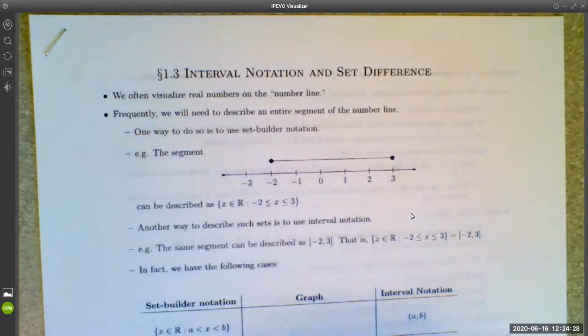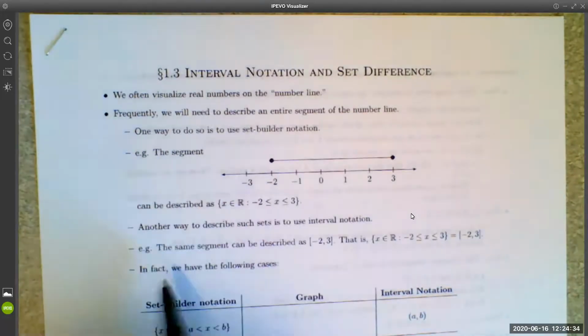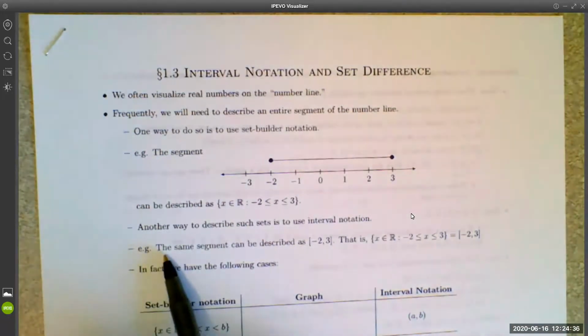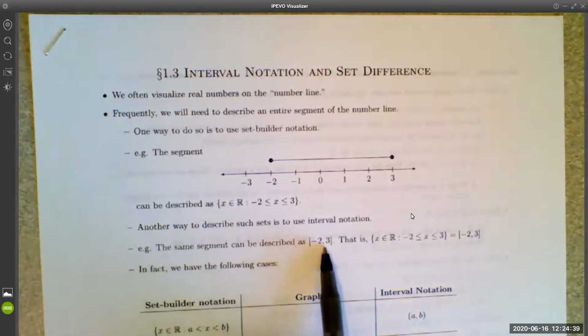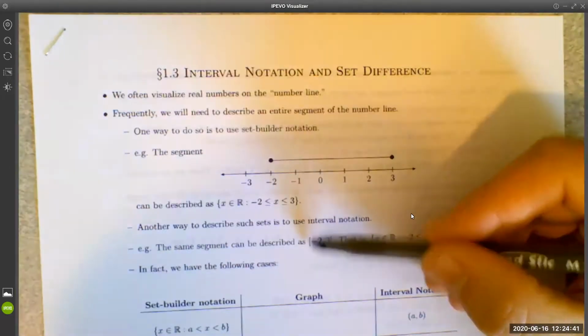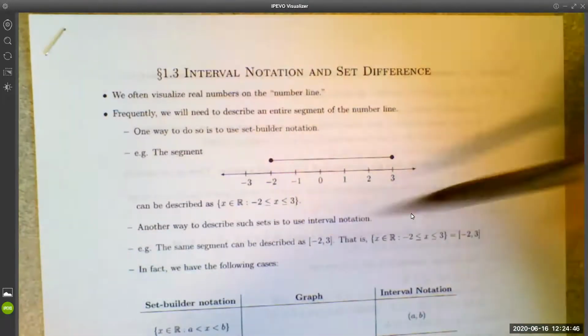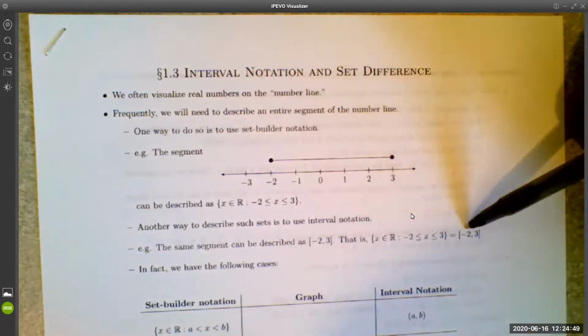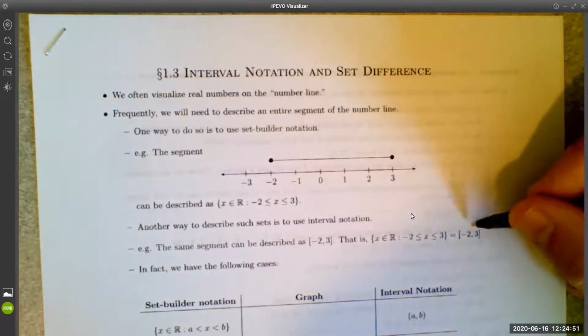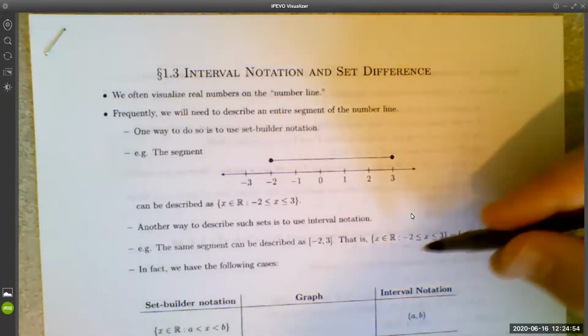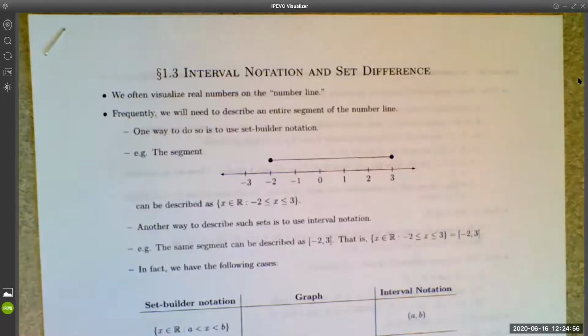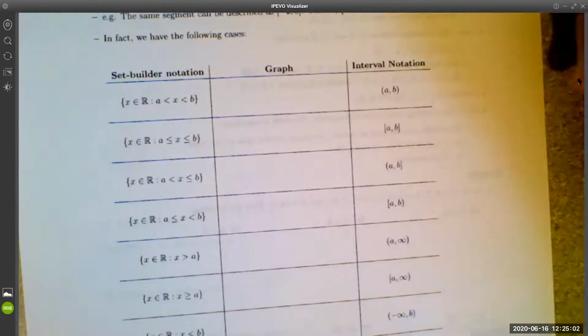Pretty easy. Another slightly easier way to say the same thing is to use interval notation. Interval notation would describe that same segment this way. It would use a square bracket and then -2, 3, and then another square bracket. In other words, these two sets are the same thing. This interval notation is just a slightly easier way to say what the set builder notation is saying. In fact, here are some common intervals that we'll need to be able to describe.